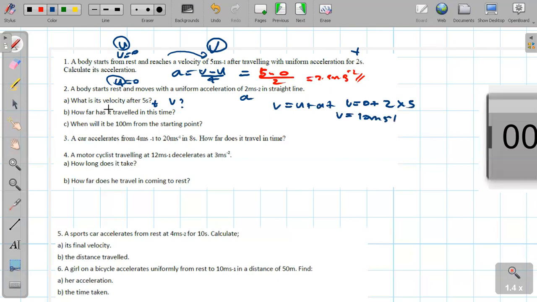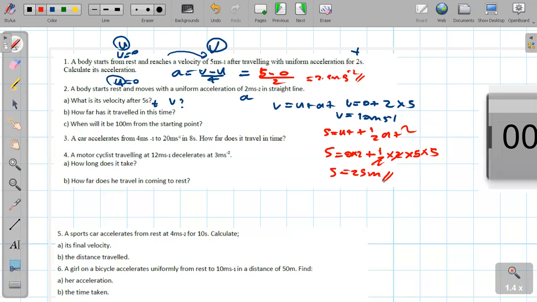Very simple. How far did it travel? So s equals ut plus half at squared is the equation. u is 0 times 2, it is still 0. Half times acceleration, which is 2, times t squared. What is the time? 5 seconds. 5 to the power 2, I can write as 5 times 5. This is 0 plus 25 meters. Did you get this answer as 25?